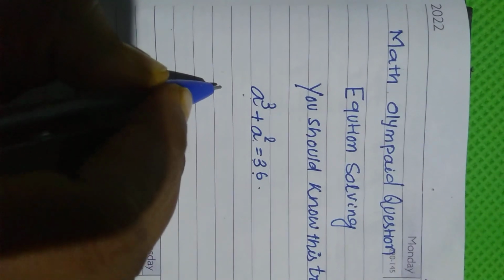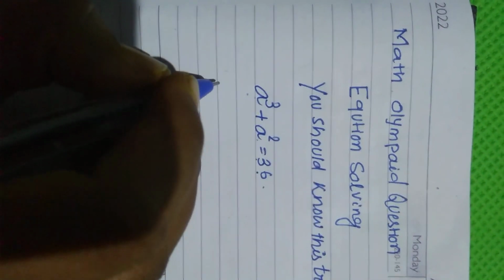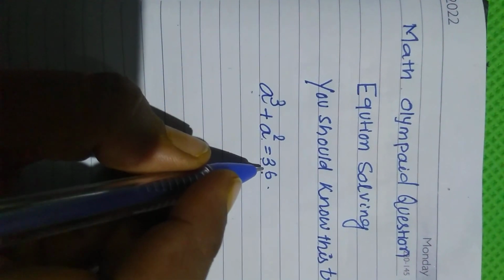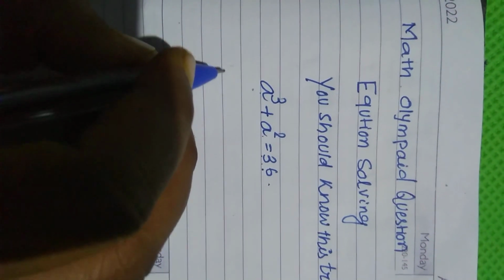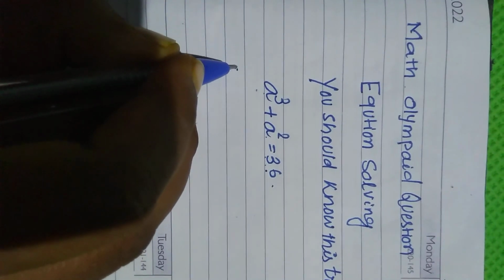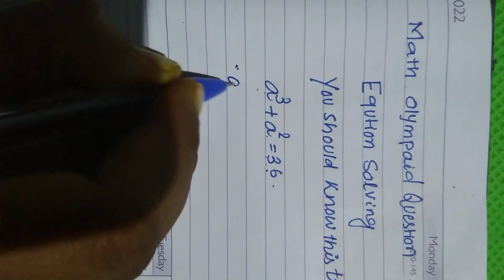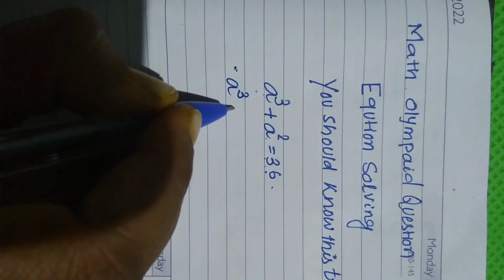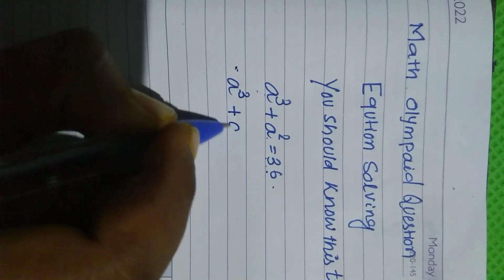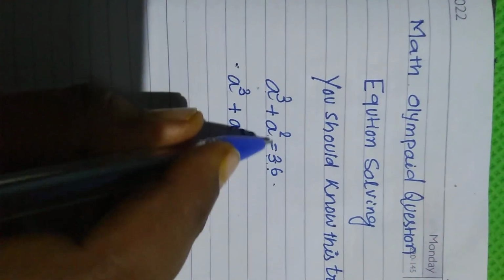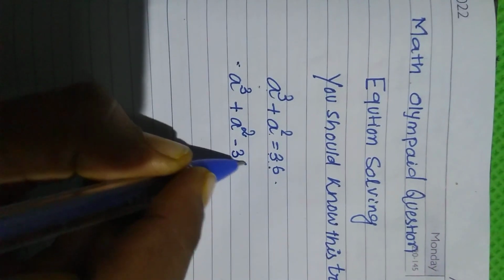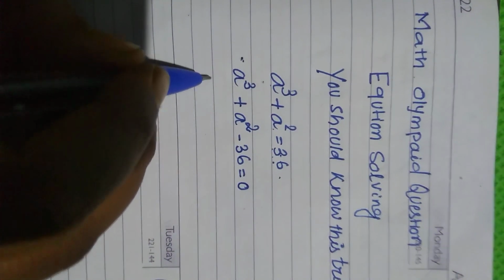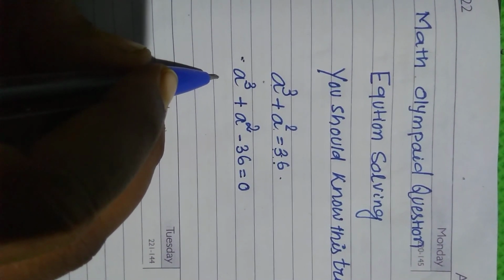Let's start. We have variable terms on the left hand side and a constant on the right hand side. So let's bring the constant to the left hand side with the variables. We have a cube plus a square, and subtract 36 from both sides. So you will have minus 36 on the left hand side, and on the right they get crossed out, so you'll have 0. 36 minus 36 is 0.